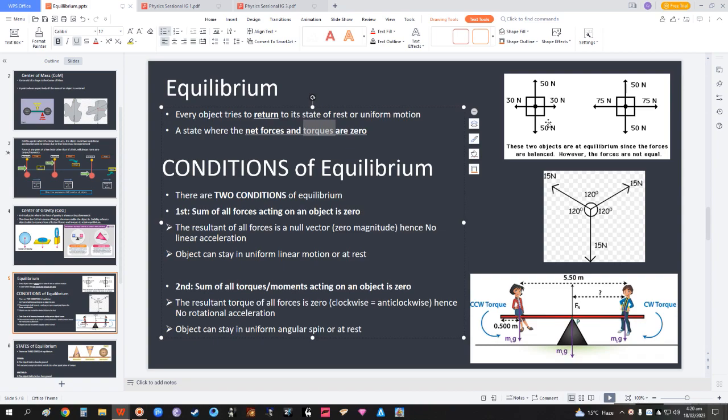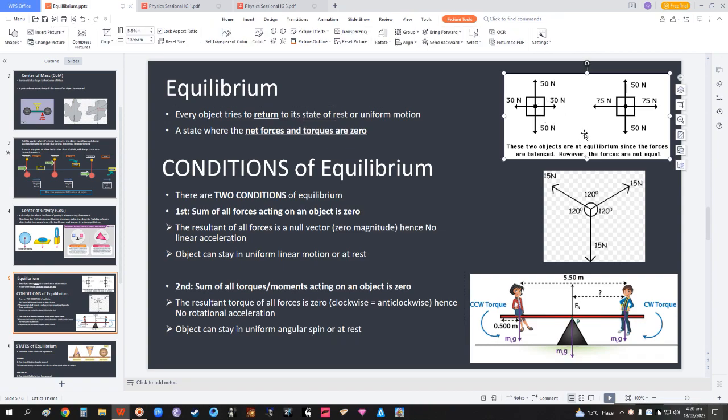Now, let's look at this example. We have these two squares upon which four forces are acting, right? Now we have two forces in the vertical direction, right? One upward, which is 50 newtons, and the other one is downward, that is also 50 newtons. And we see that both of them are in the same line of action, so they will cancel each other's effect, so there will be no net vertical movement, right?